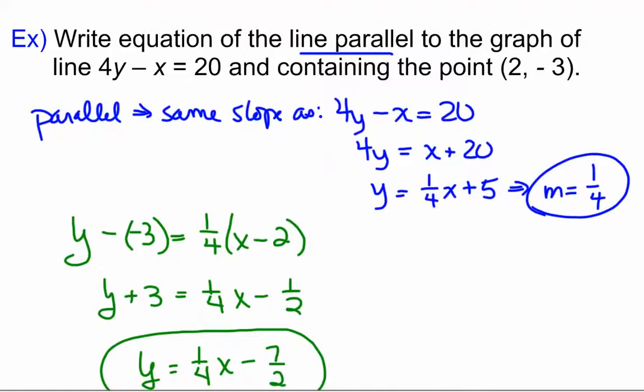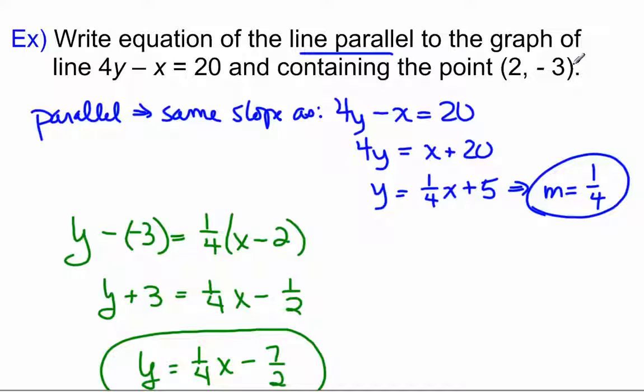All right, now here's one of my all-time favorite problems. It says, write the equation of a line parallel to the graph of the line 4y minus x equals 20 and containing the point (2, -3). Okay, so we want to be parallel to this line and through this point here.